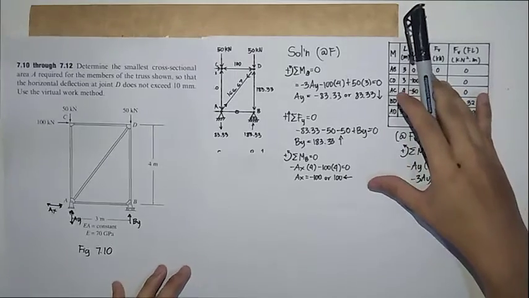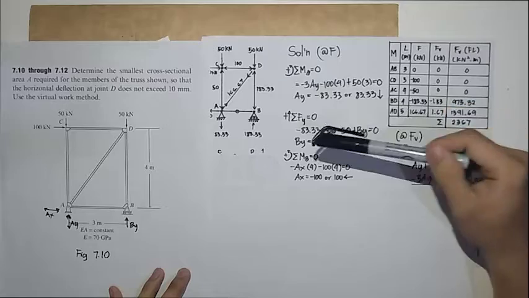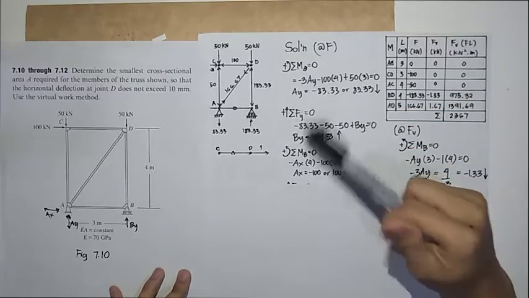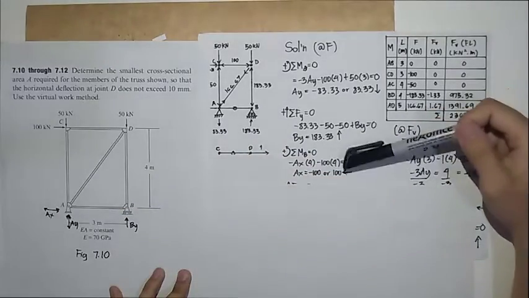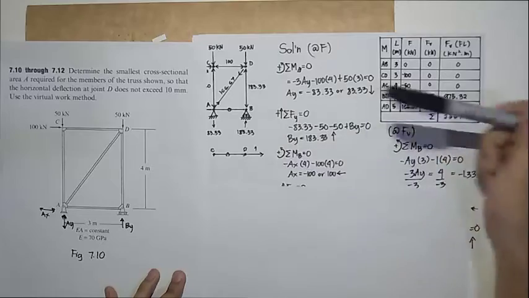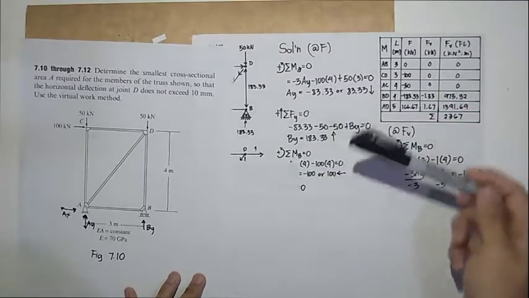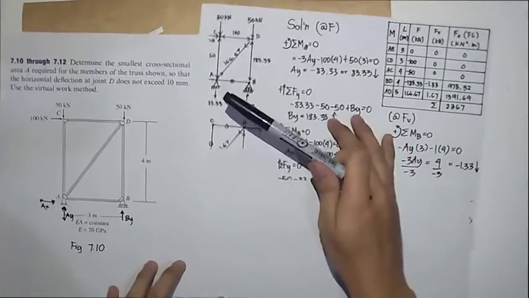Next, we will find AX. We do the same, taking the moment at B. So, AX times 4 is its moment arm, minus 100 times 4 equals 0. So, AX is equal to negative 100, or going in that direction, negative 100.